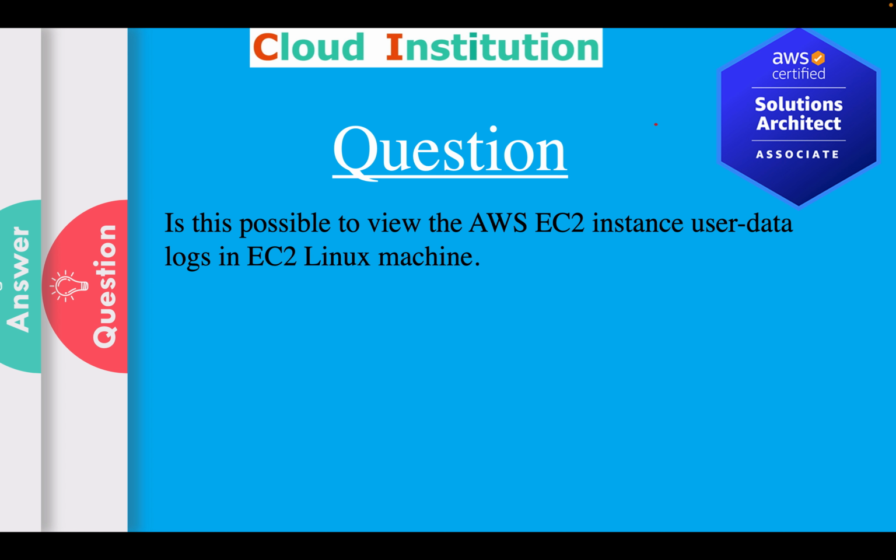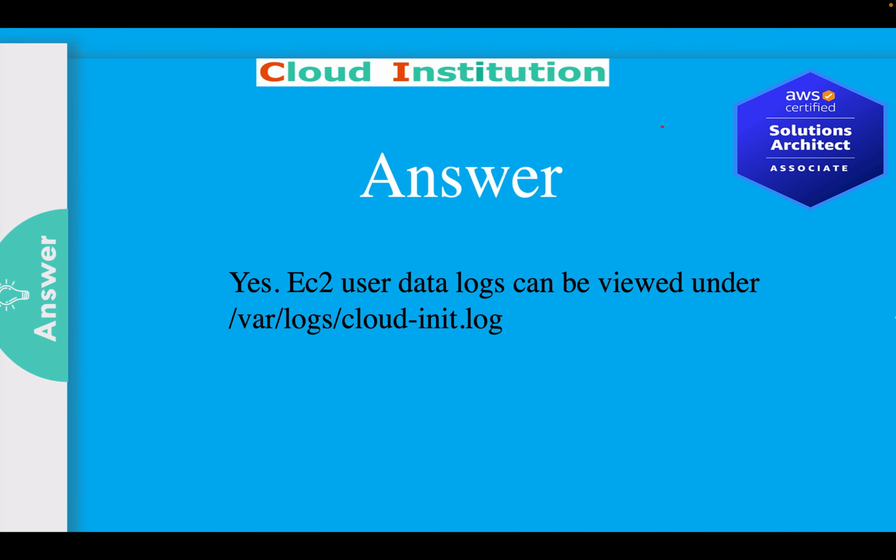The question is: is it possible to view the AWS EC2 instance user data logs in an EC2 Linux machine? Is there any way, if my EC2 user data has run successfully, that I can see what output it showed? The answer is yes, the EC2 user data logs can be viewed under /var/log, in cloud-init.log. It's not only this, there is one more file where we can see this log.